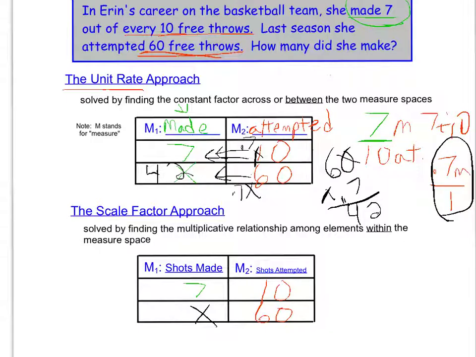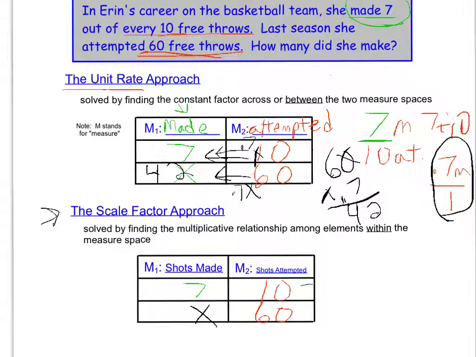Okay, so same problem, different way of solving it. This is called the scale factor approach. And it's solved by finding the multiplicative relationship among the elements within the measured space. Okay, that probably made no sense. I'm going to just say it in plain words. Here's what you do with the scale factor.